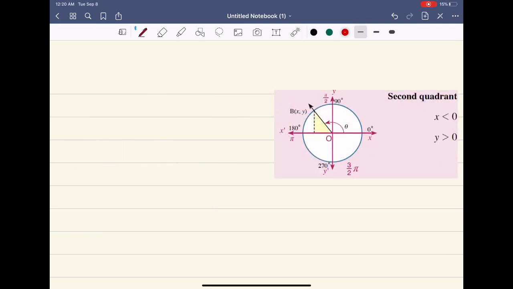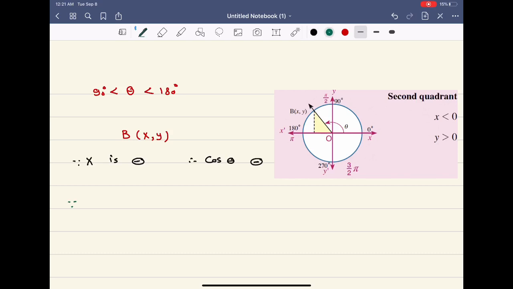If the terminal side of angle theta in the standard position intersects with the circle in the second quadrant, then the measure of angle theta is more than 90 degrees and less than 180 degrees, and the point of intersection B consists of x and y. Since x is negative, therefore cosine theta is negative.